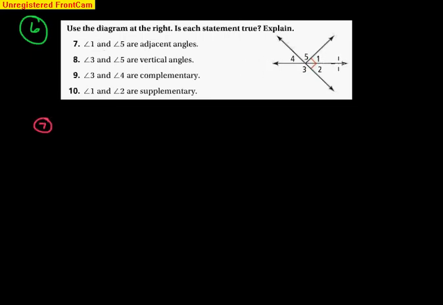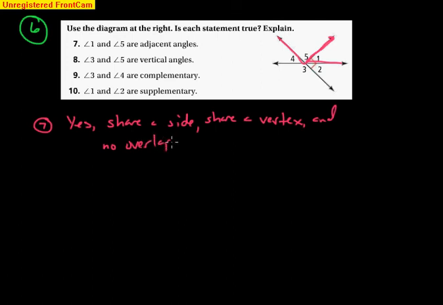So, angle 1 and angle 5 are adjacent angles. Here's angle 1. And here's angle 5. They touch. So my initial thought is yes. Do they overlap? No. So the answer is, it is true, yes. They share a side, share a vertex, and no overlap. So yes, they are adjacent. And remember, adjacent means next to.